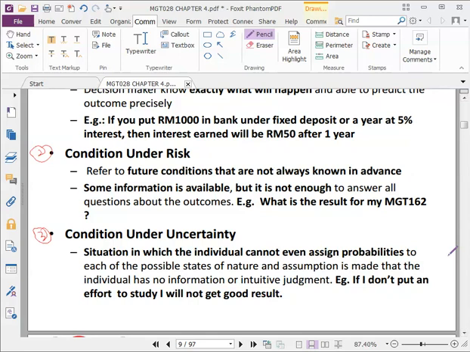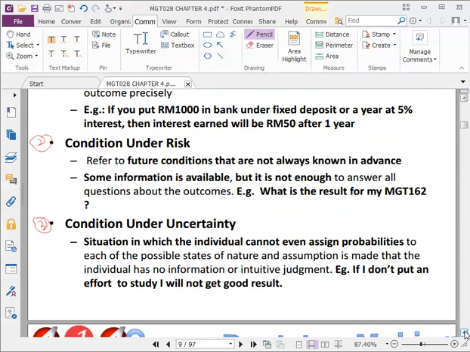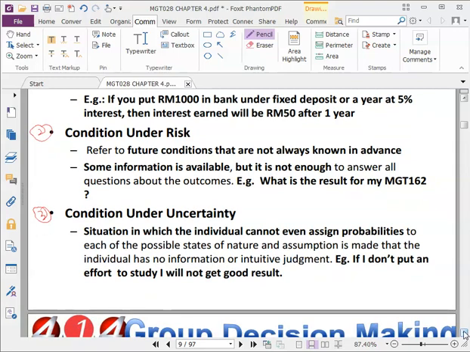Itu maksudnya kalau anda uncertainty, kita tidak boleh nak agak apa dia yang akan terjadi. Kita tak boleh nak agak sama ada lulus ke tidak ke, ataupun tak dapat nak teruskan, ataupun dapat lulus tapi tak boleh nak teruskan kepada diploma. Okay, that is the decision under condition uncertainty.